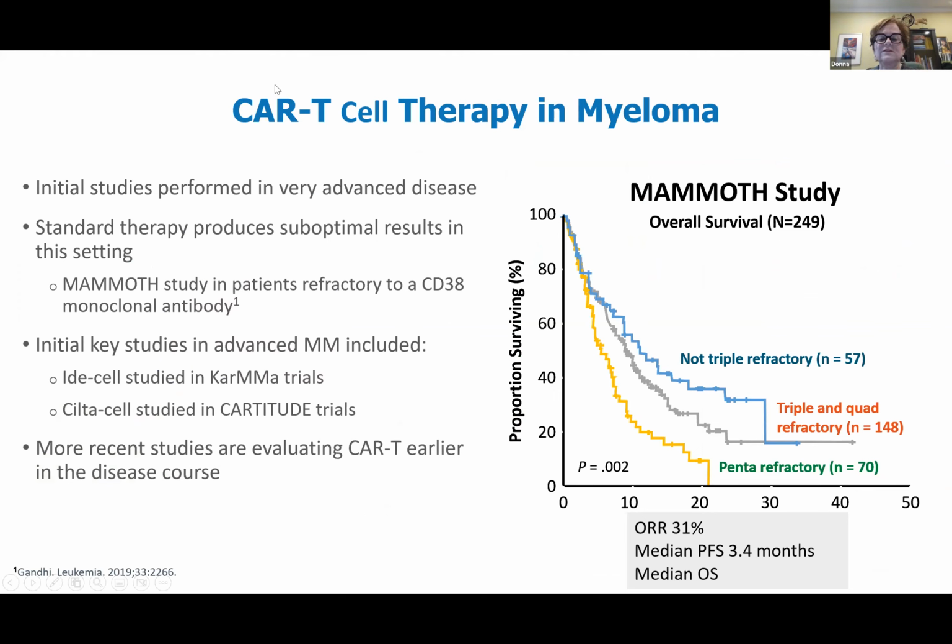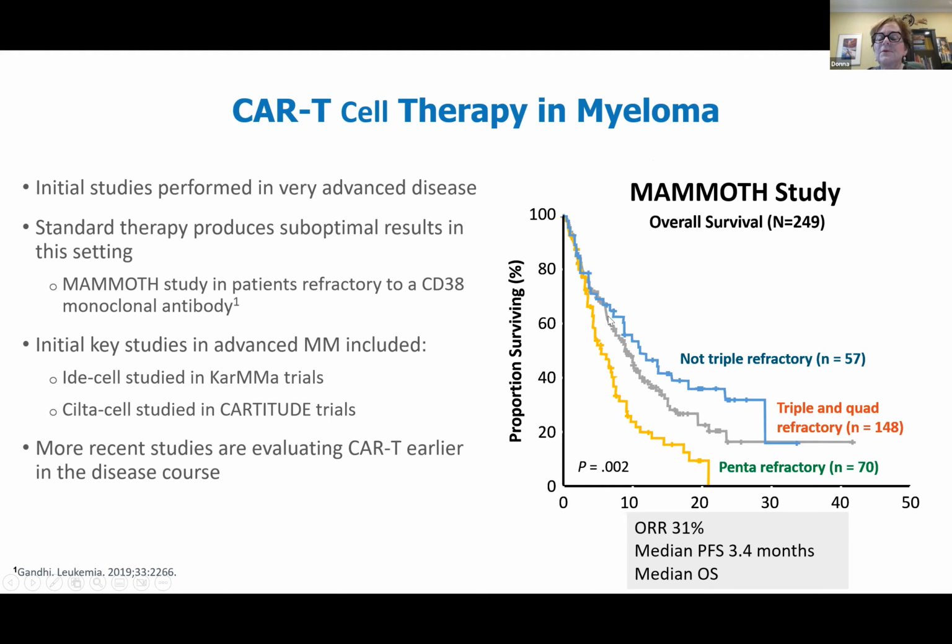So this is a US study. It's commonly referenced. It's called the Mammoth study. And what they did is look at people who were refractory to daratumumab or isatuximab, and saw how they did in terms of survival. And this is triple class refractory. This nomenclature is used quite frequently now.